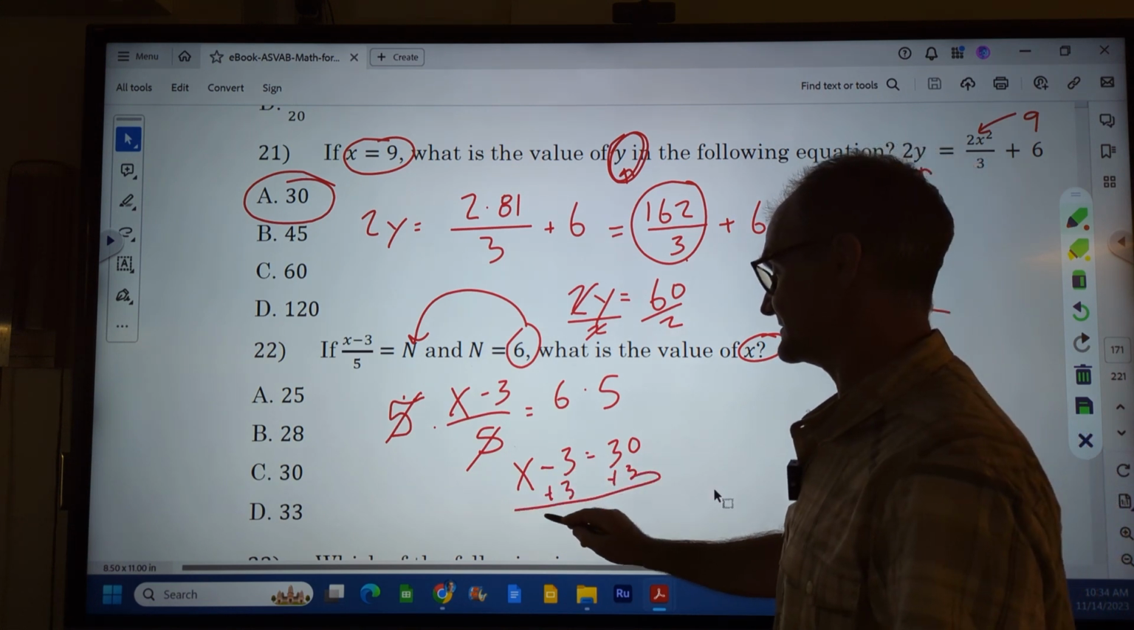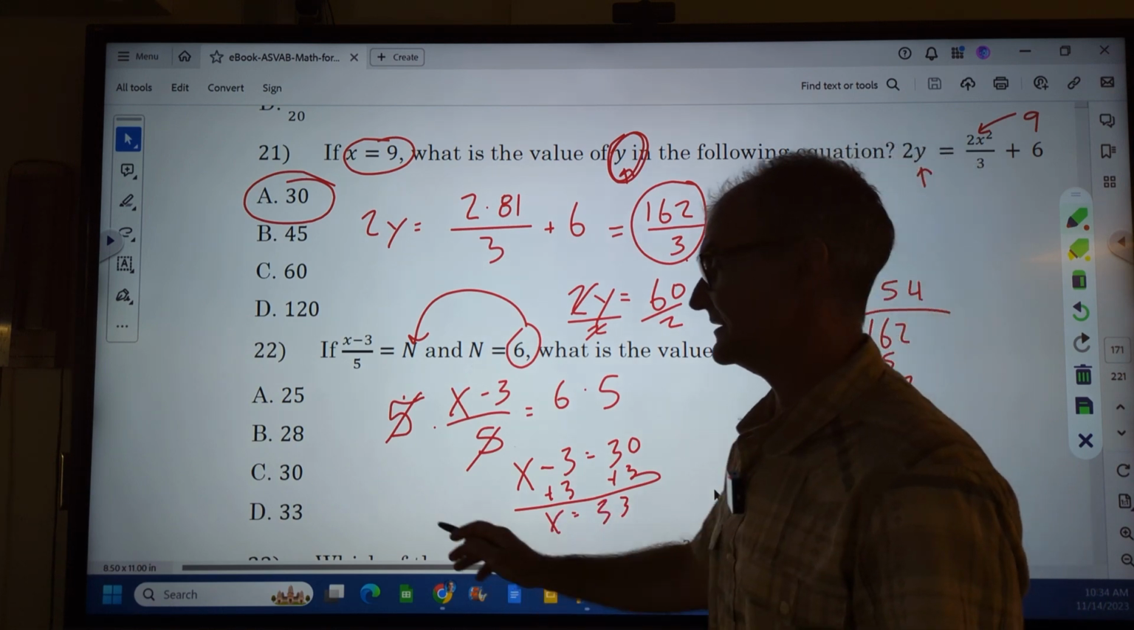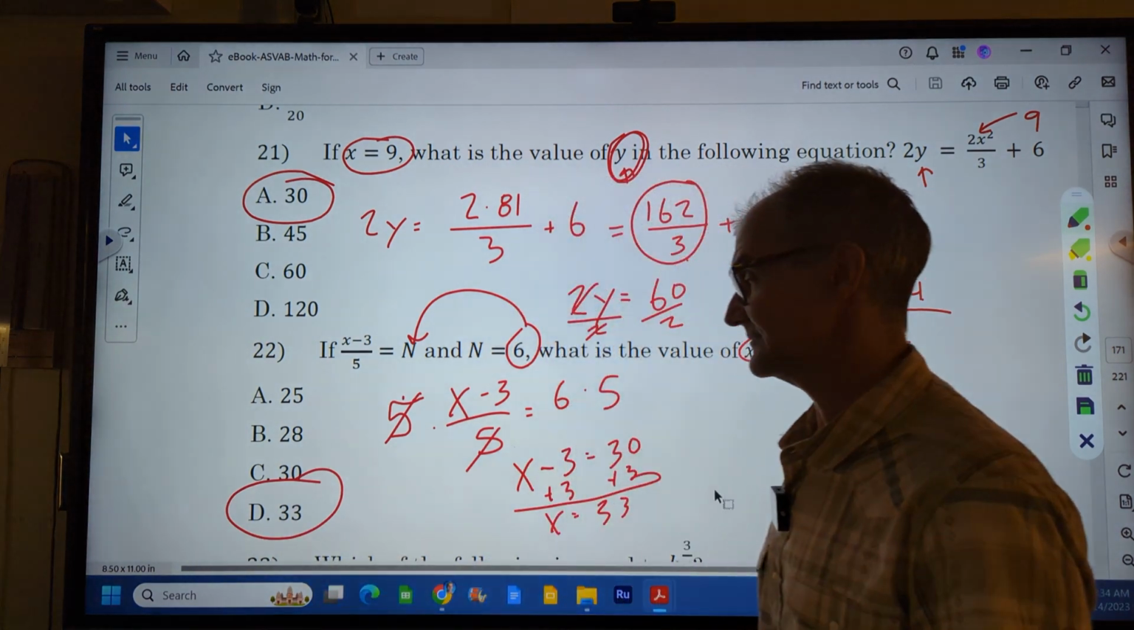And I can see x is equal to 33. Correct answer, answer D right here.